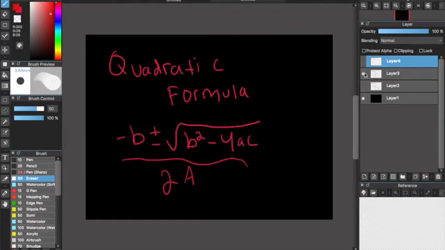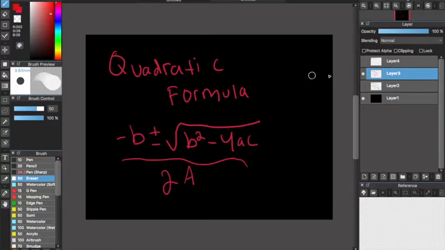So first, we have to know about the quadratic formula. So what is the quadratic formula? It's minus b plus minus the square root of b squared minus 4ac, divided by 2a. Later on in the video, I will talk about where to find the b, a, and c.